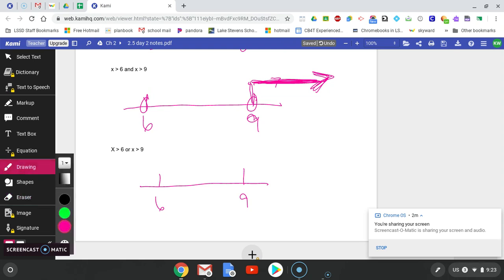So what would my answer be? My answer would be x is greater than 9. That's the only place where it worked for both of them. There was a line over both of them at this point.